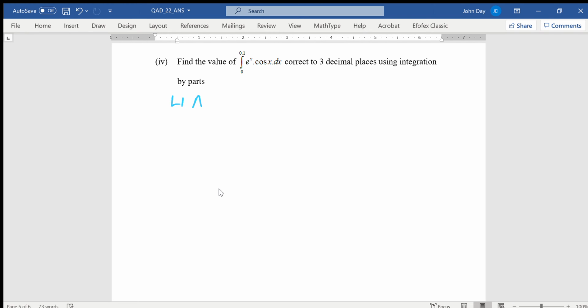Now, remember the old LIATE? We've got an algebraic expression. No, we've got a trig expression. We don't have an algebraic expression. Let's get rid of that. We have a trig expression, which is our cos x, and we've got an exponential expression. Now, the cos x comes first, so u is cos x. So let u equal cos x, right?